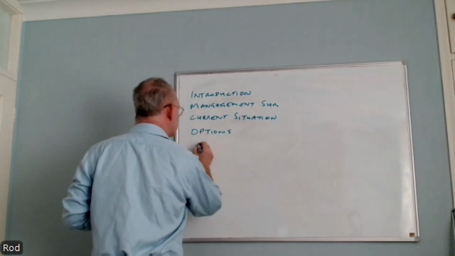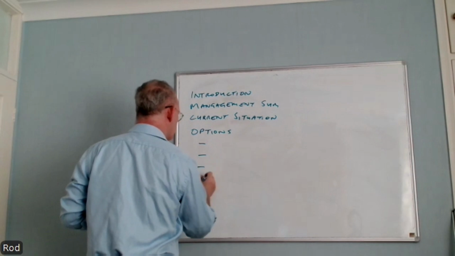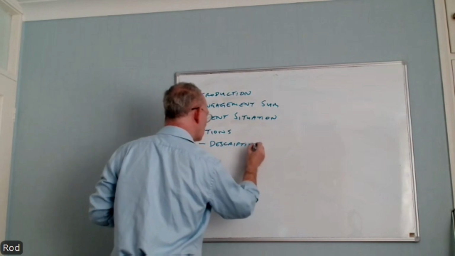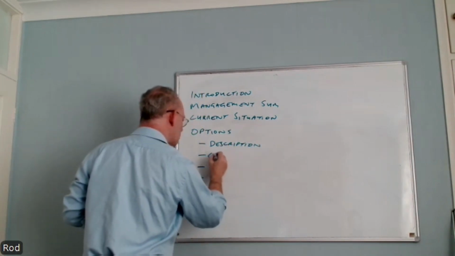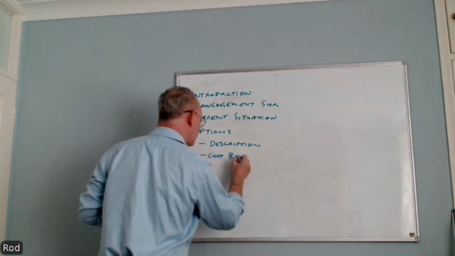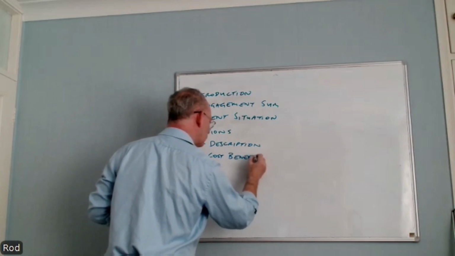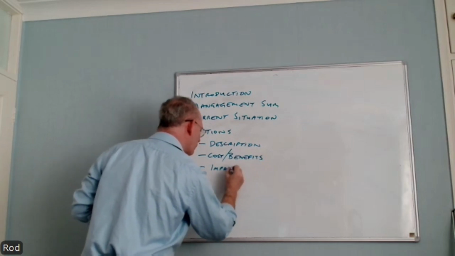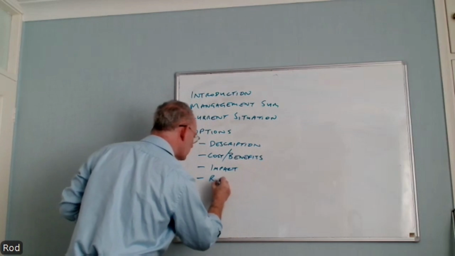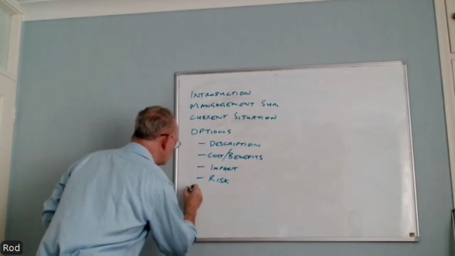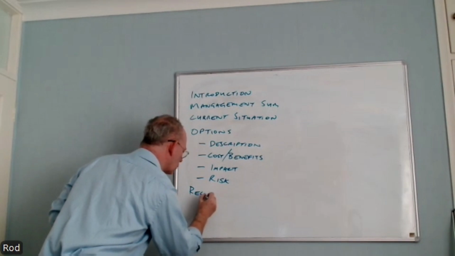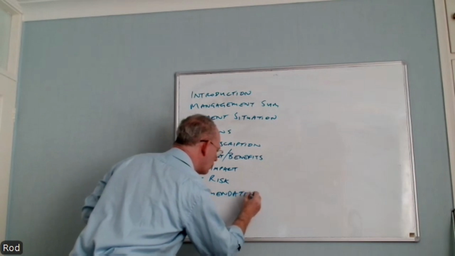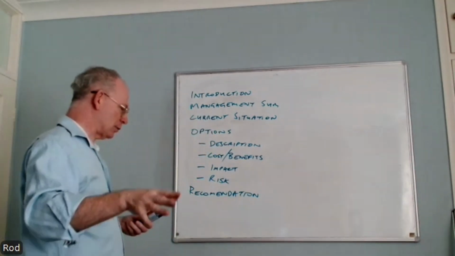For each option, we need several bits of information. We need a description. We need a cost and benefit. We need impacts. And we need some risks. And finally, we need recommendations. Sorry if I put any misspelling up there. I am dyslexic.